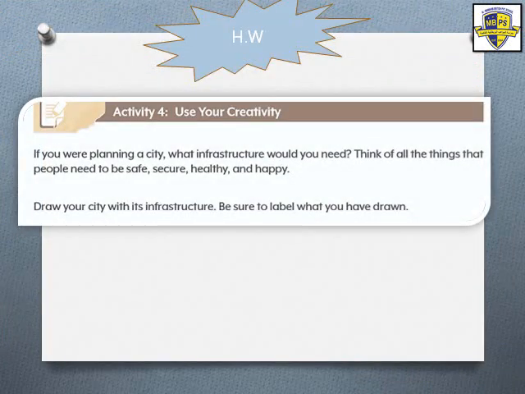And here, grade 4, I want you to do this activity at home. If you were planning a city, what infrastructure would you need? Think of all the things that people need to be safe, secure, healthy, and happy. Draw your city with its infrastructure. Be sure to label what you have drawn, like hospital, schools, universities, airport, and many other facilities. Do it on an A4 paper and send it to me by email or Horizon.